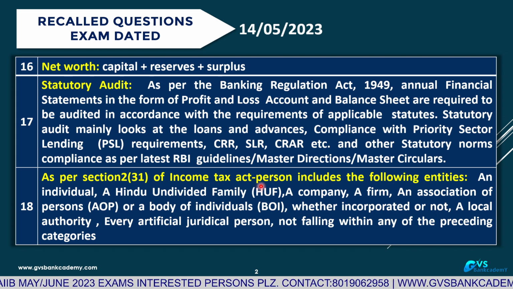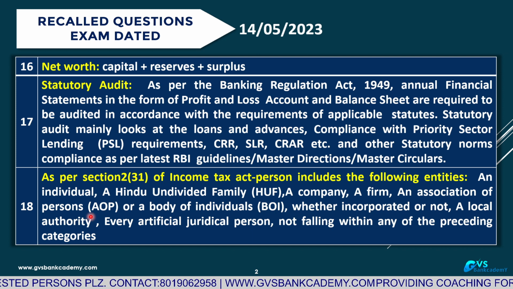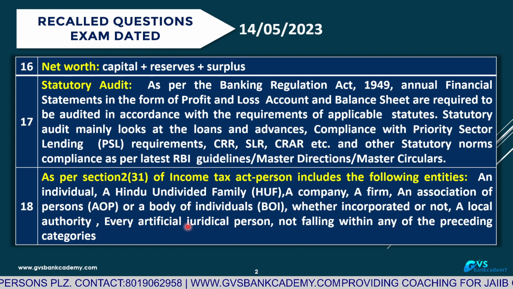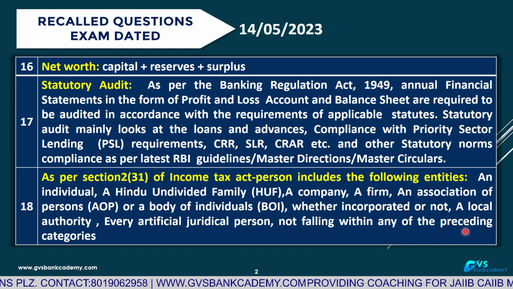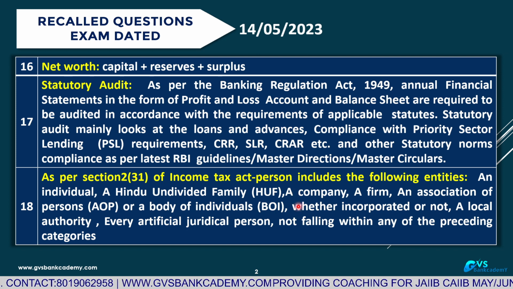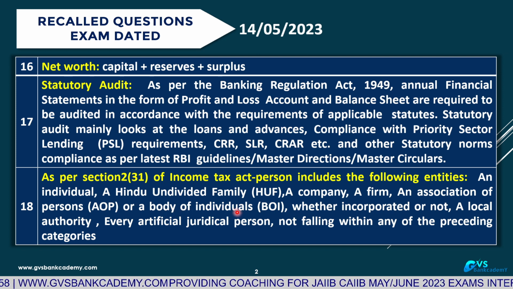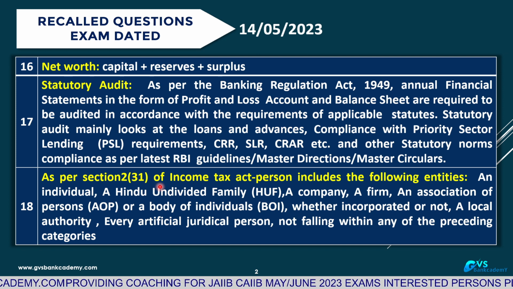Now question number 18, as per section 2 subsection 31 of the Income Tax Act, person includes the following. For income tax, who is a person? Individual, HUF, company, firm, association of persons or body of individuals, whether incorporated, meaning registered, or not, a local authority, local government, and every artificial juridical person not falling within any of the preceding categories. This is about question number 18, person as defined under section 2 subsection 31. This is a very difficult level question.